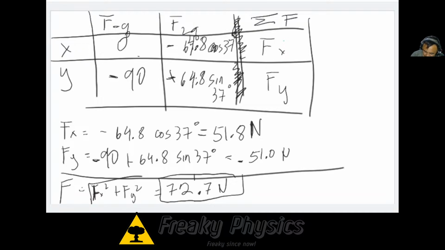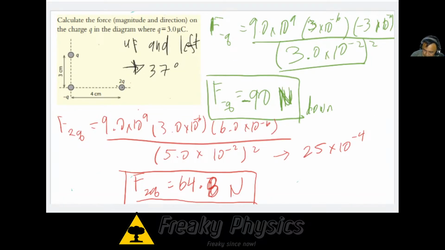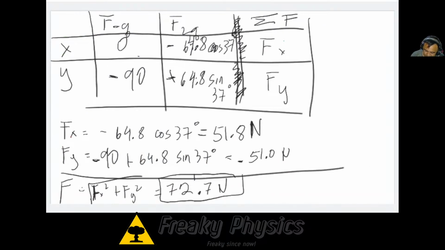Let me explain it to you. So you use F equals K Q1 Q2 over r squared for the Q to the negative Q, and you say the x will be 0, but the y will be negative 90 because it's going down. Yes, and that's the answer I got if I use that equation.